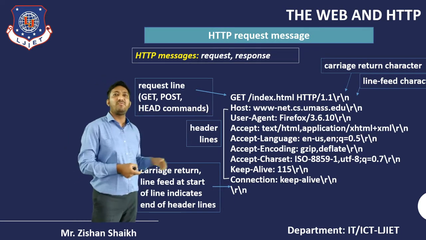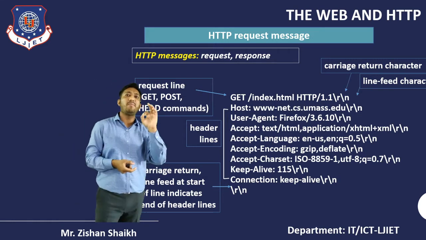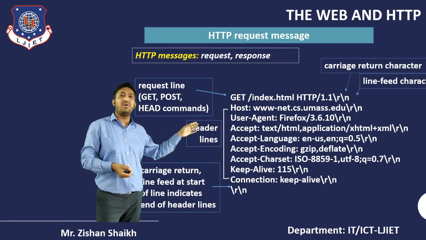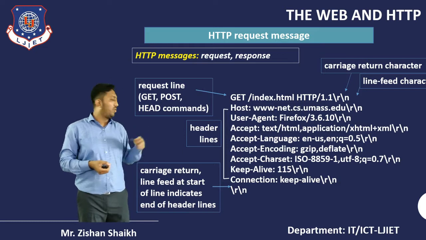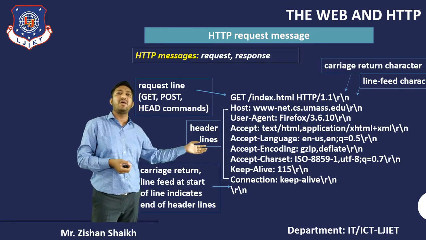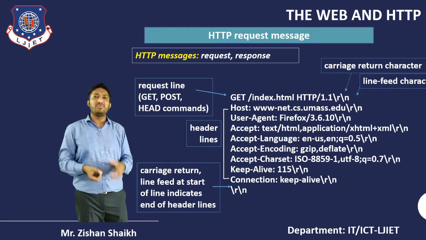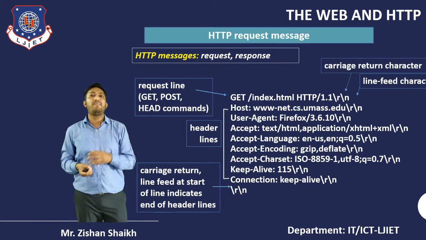Next is host, which tells where the request is from. Then there is the user agent. User agent is all about which web browser we are using, which type of text we are accepting, which type of language we can use, what encoding techniques are used, and which characters are accepted by my browser. All these are told by our requesting browser.